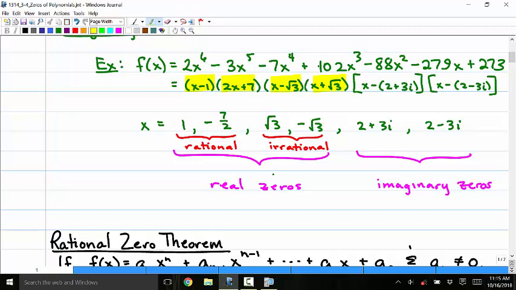There are 2 more here, x minus 2 plus 3i and x minus 2 minus 3i. Those correspond to imaginary zeros. Those are not going to be x-intercepts. They're imaginary zeros. But something I want you to notice, this degree 6 polynomial has how many total zeros? 1, 2, 3, 4, 5, 6 zeros. That's not coincidental. We're going to talk about that more in a minute.